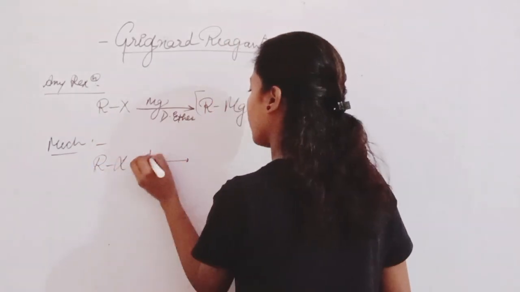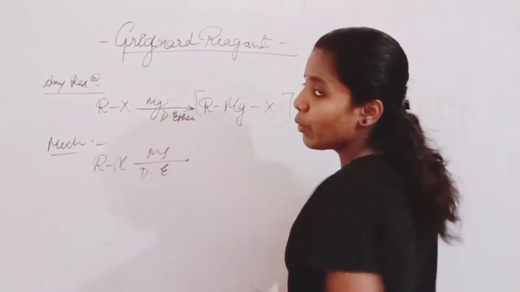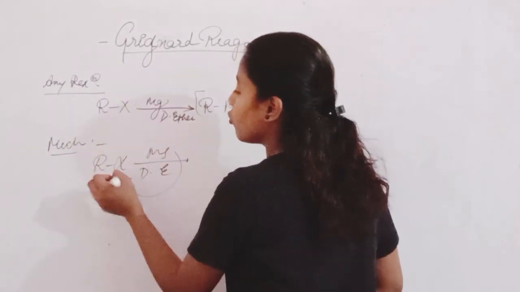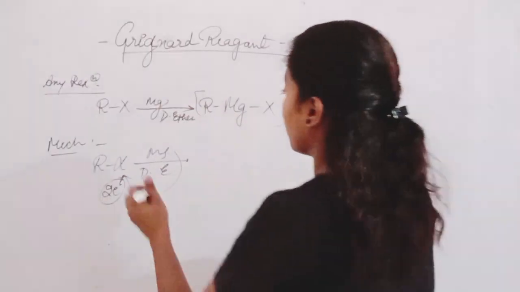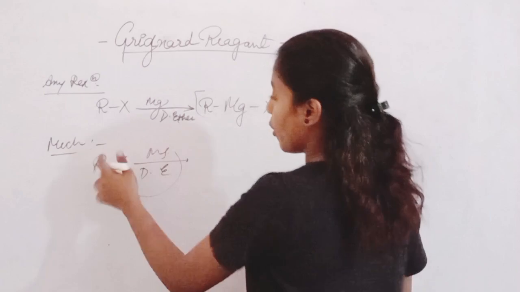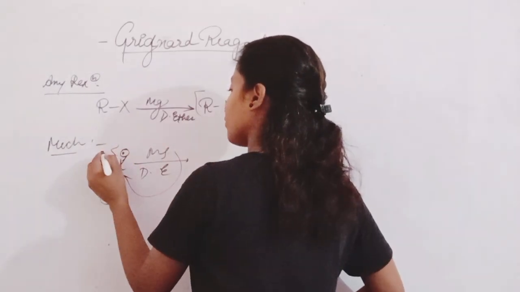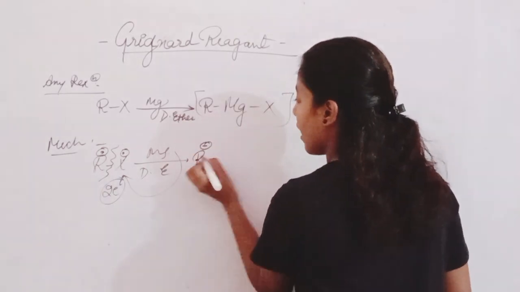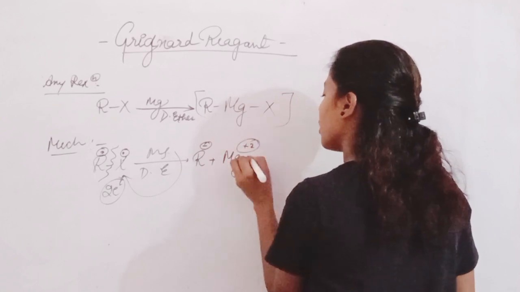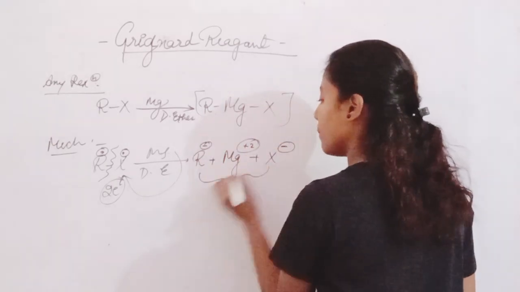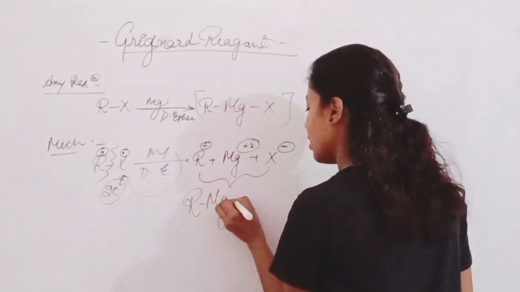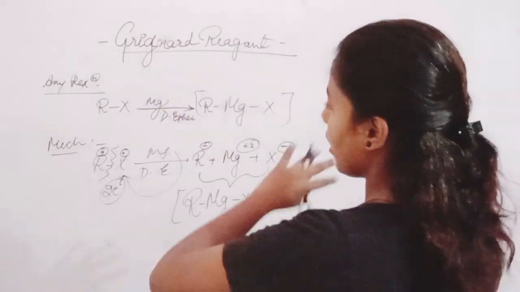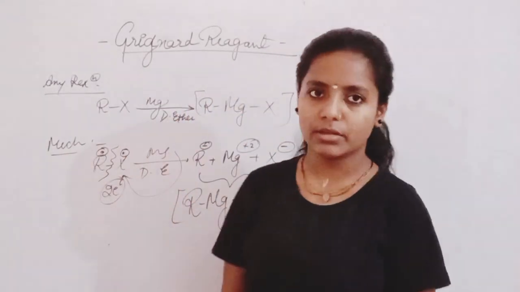R X gives you, with Mg in dry ether. Now Mg just throws its electrons. Mg provides 2 electrons and throws them on the R X bond. Both of the bond will break, giving R dot. Here R will come as negative, plus Mg with the charge plus 2, plus X with a minus sign, and the three will combine, forming R Mg X. So this is the whole mechanism of Grignard reagent. Only this much is needed for understanding Grignard reagent. Now move ahead.